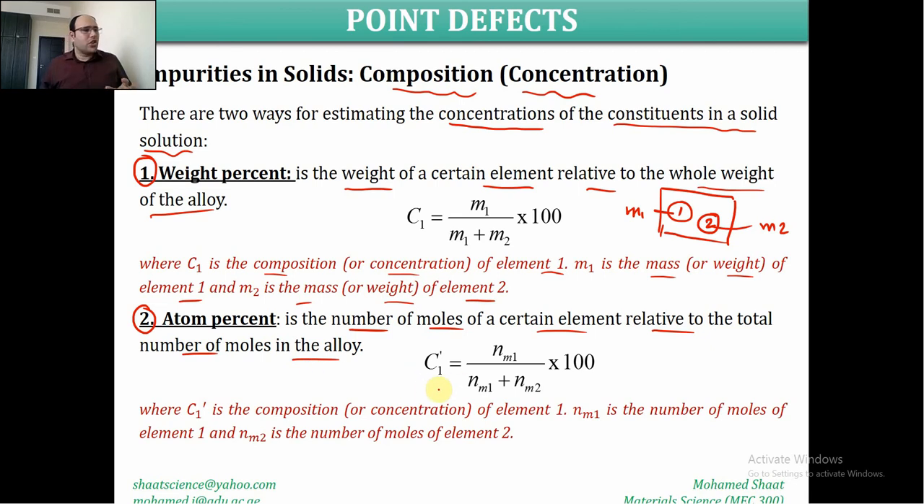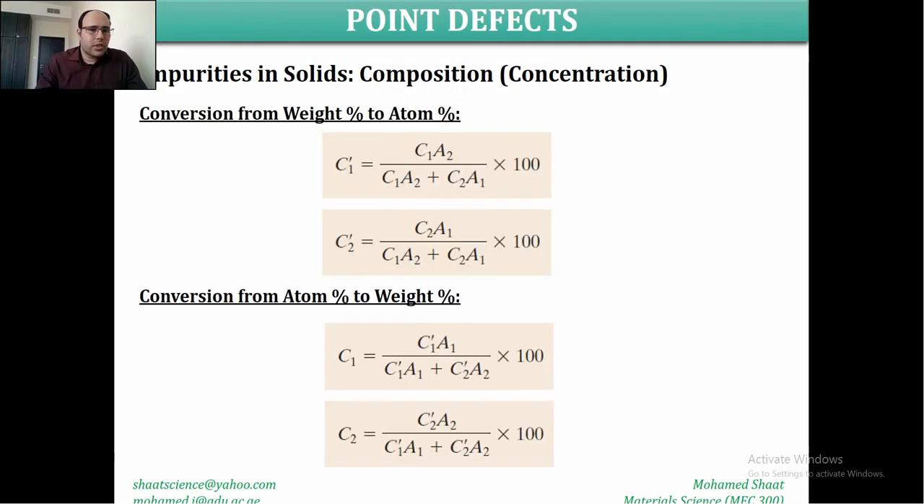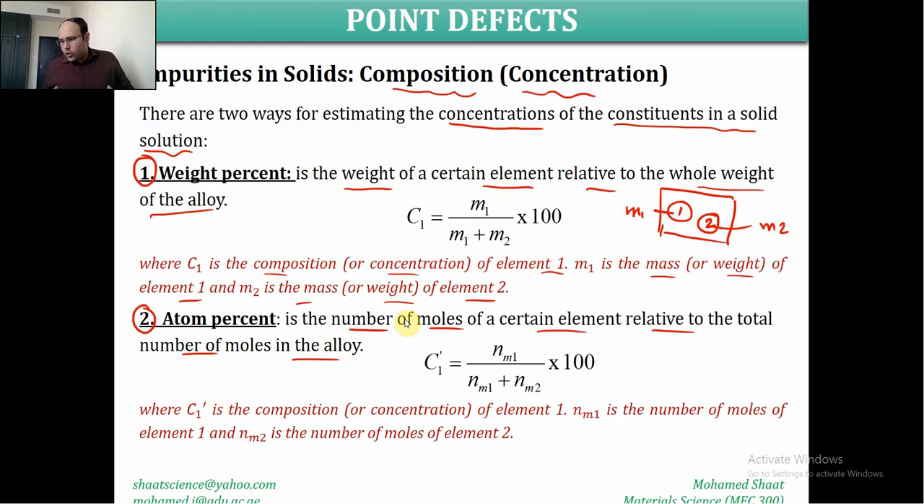How about if we are interested in the concentration of the second element? We just replace the N1 with N2. You're gonna end up with the concentration of the second element. Right, so how about if we are interested in the conversion from the weight percent to the atom percent, or from the atom percent to the weight percent? These are 2 different approaches of representing the percent or the composition of an element within an alloy.